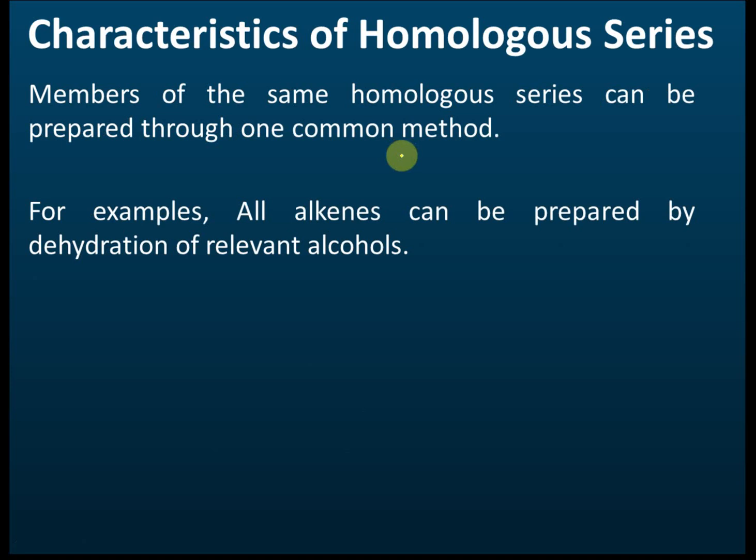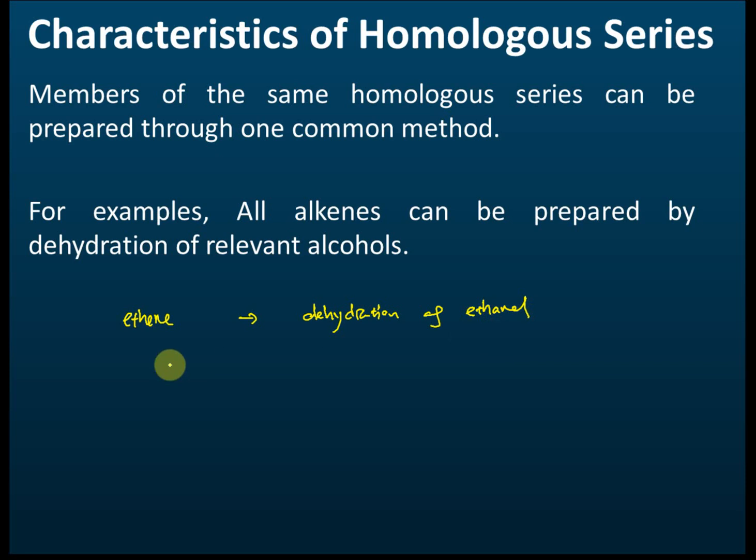Characteristic of homologous series 4: members of the same homologous series can be prepared through one common method. This means that all the members in the same homologous series can be prepared by using the same method. For example, all alkenes can be prepared by dehydration of the relevant alcohol. For example, if you want to prepare ethene, we can use a method called dehydration of ethanol.